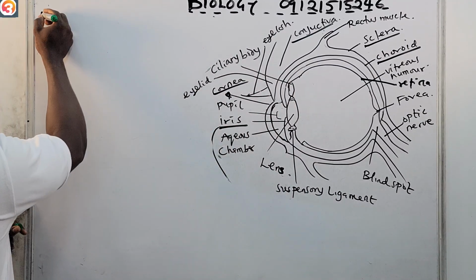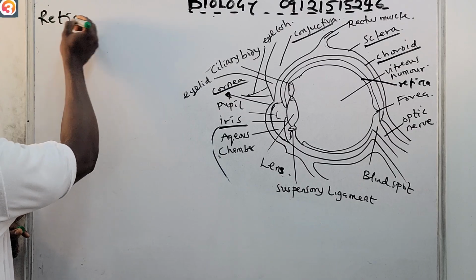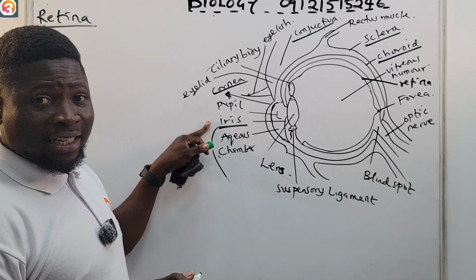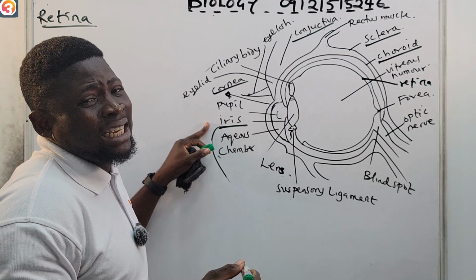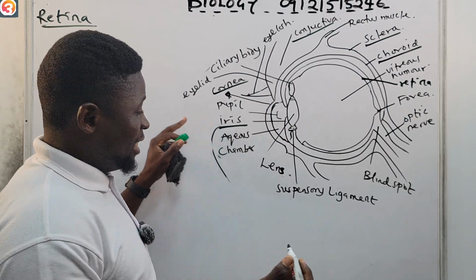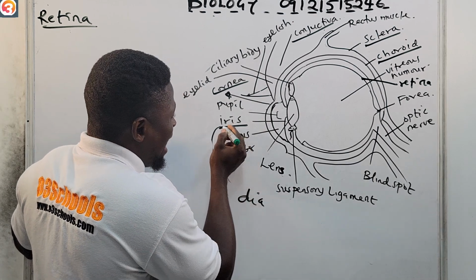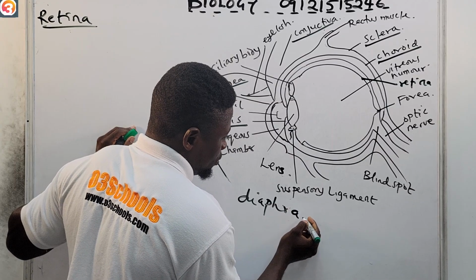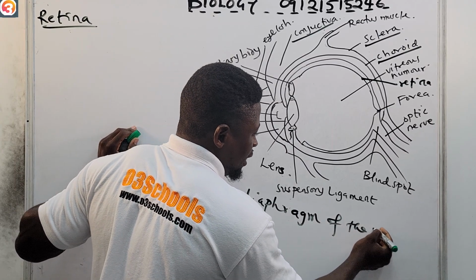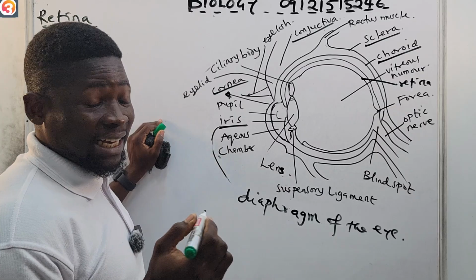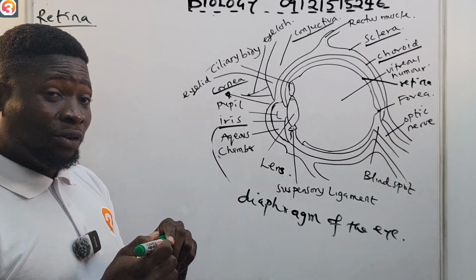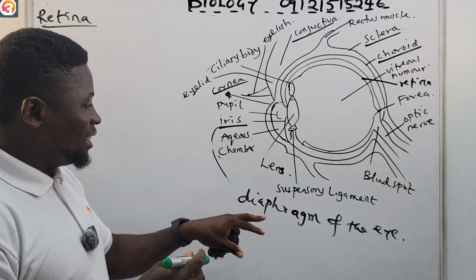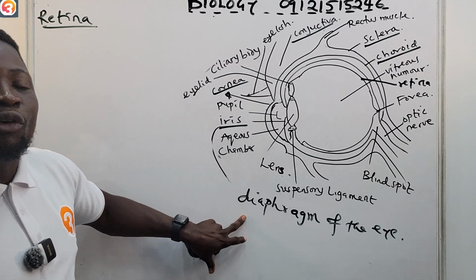So now let us look at the retina. Now, before we look at the retina, on the iris also, say the iris is the muscular organ that controls how light enters into the eye. And because of that, the iris is the diaphragm of the eye. For those of you that are used to cameras, if you know the diaphragm, it controls how light enters into the camera. So the iris is the diaphragm of the eye.